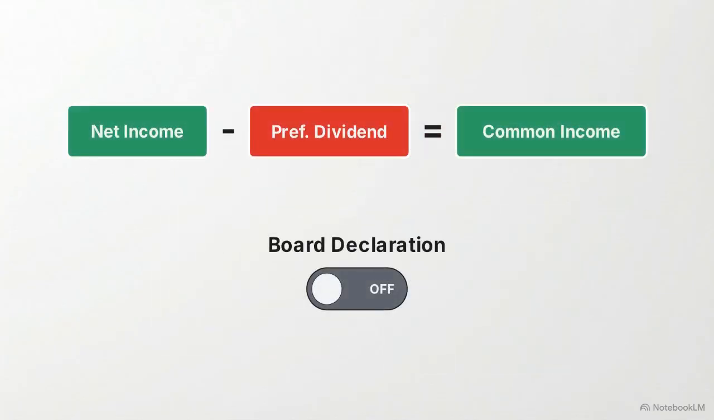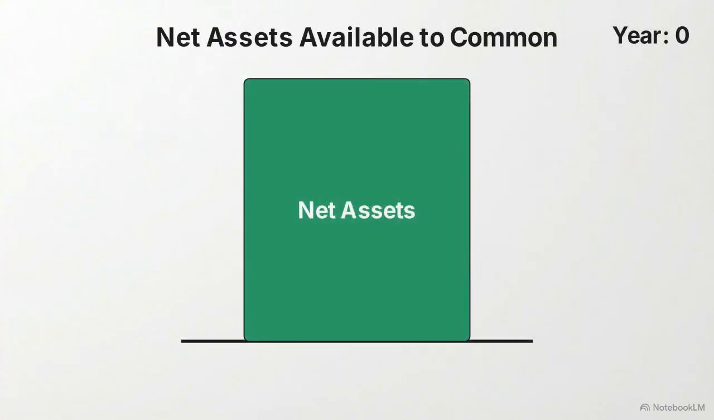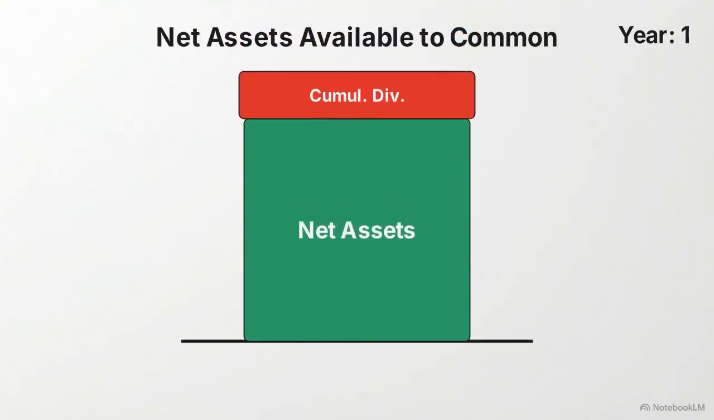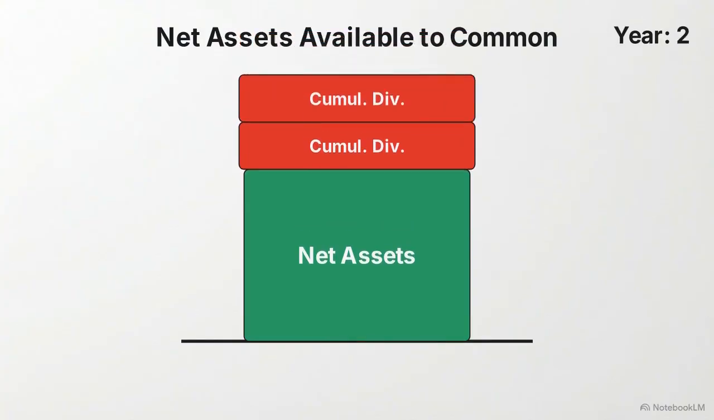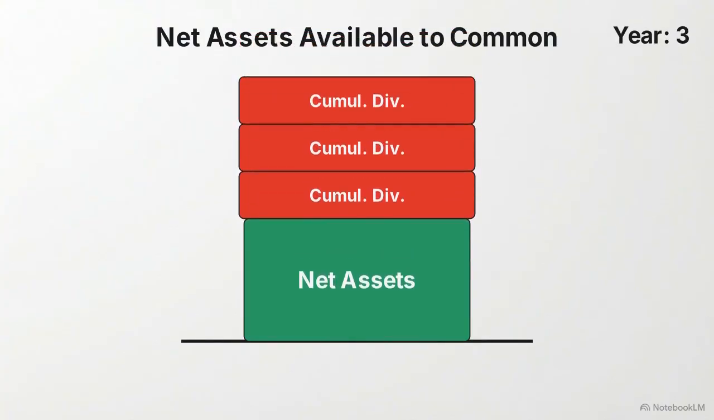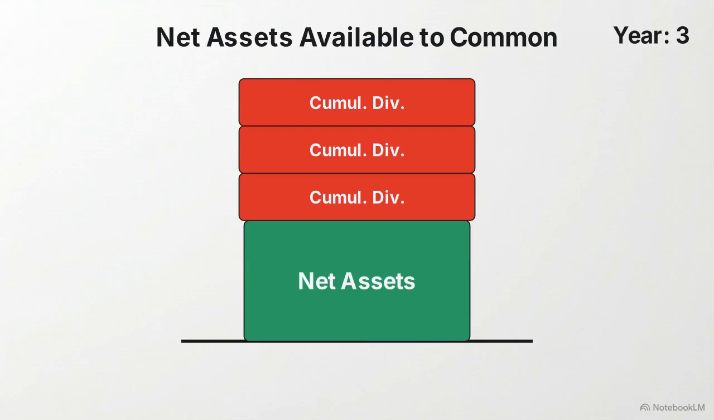For cumulative preference shares, the rule is unyielding. You must deduct the annual preference dividend from net income, whether the board has declared it or not. The logic follows the legal structure. Cumulative dividends accrue by law. They permanently reduce the net assets available to common shareholders every single year, regardless of any board action.